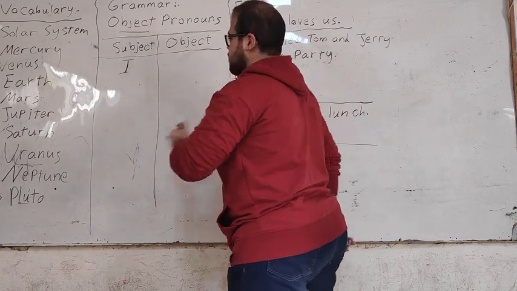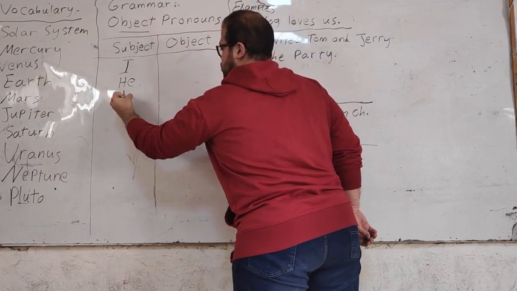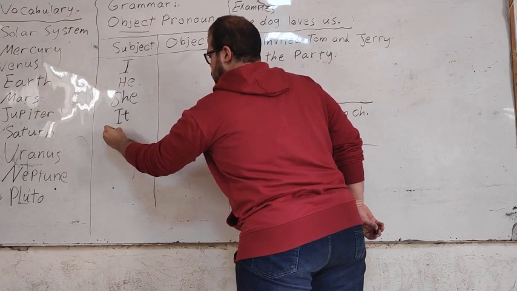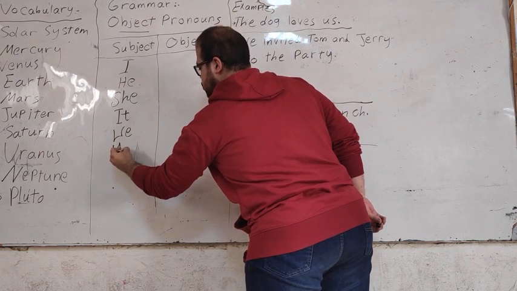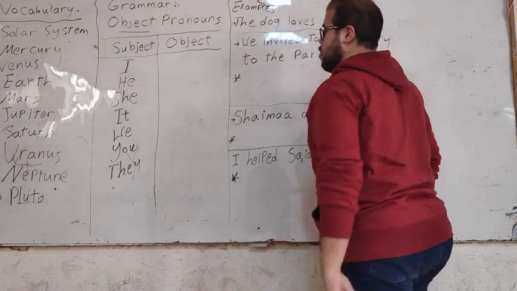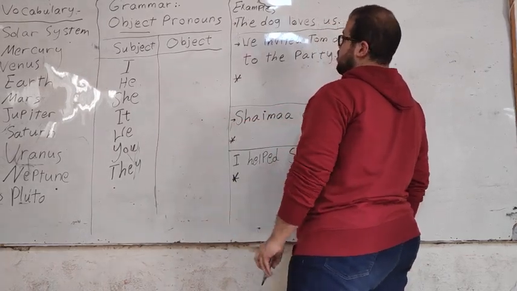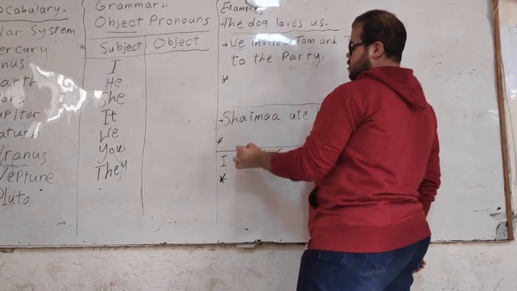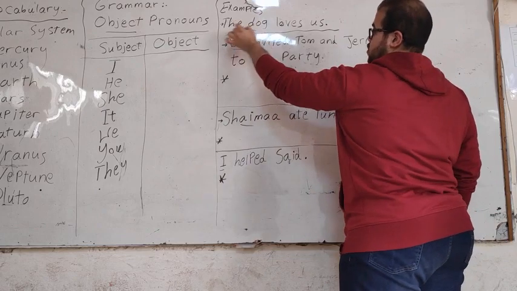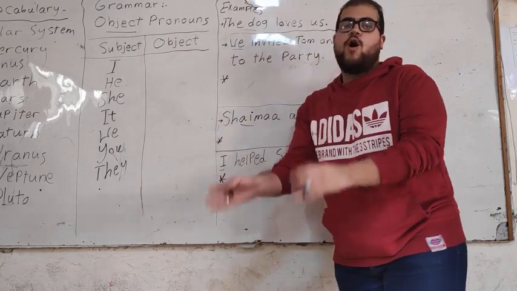I, he for males, she for females, it, we, you, and they. Very well. Okay, so subject pronouns replace the subject in the sentence. Like for example, here we have we, and also we have I, and other subjects, the proper subject, Shayna, and the dog.